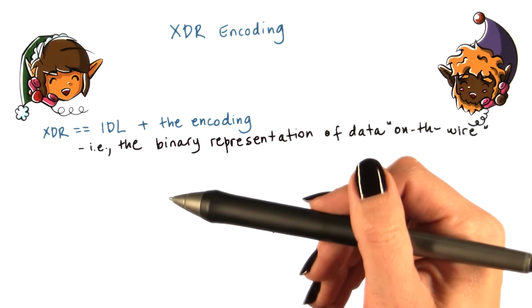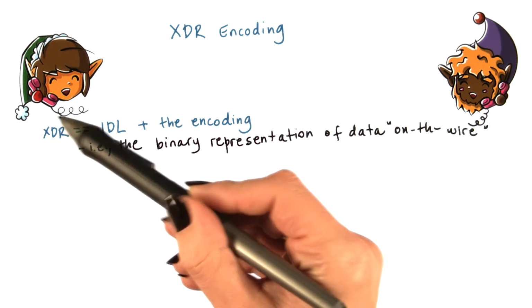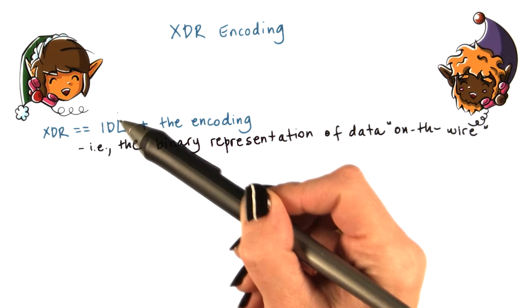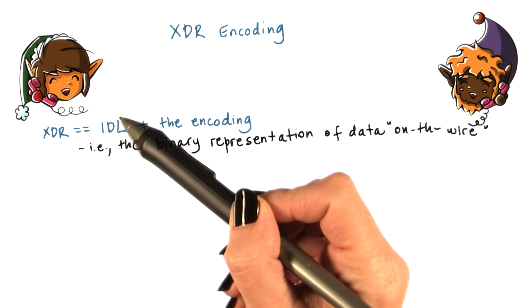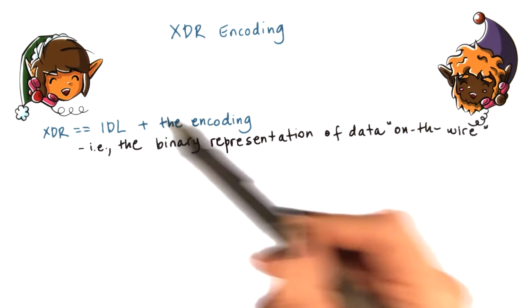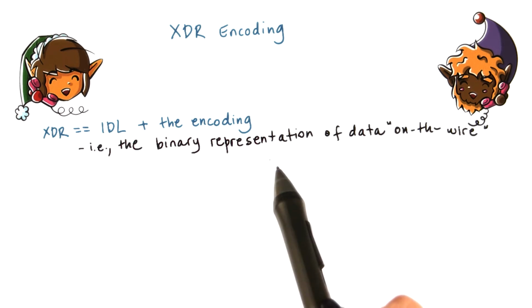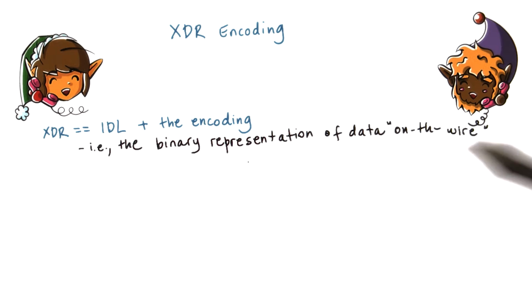As we hinted already with the discussion of the syntax data type, XDR specifies both the syntax, the interface definition language, so how are data types described, and also it specifies the encoding, so what is the binary representation of data when it's on the wire.